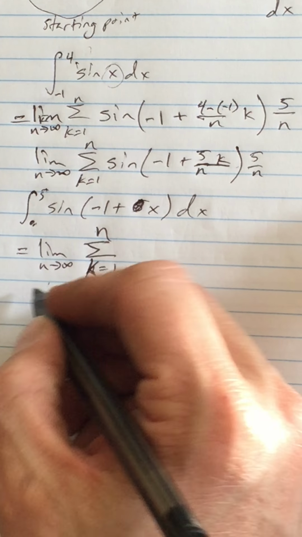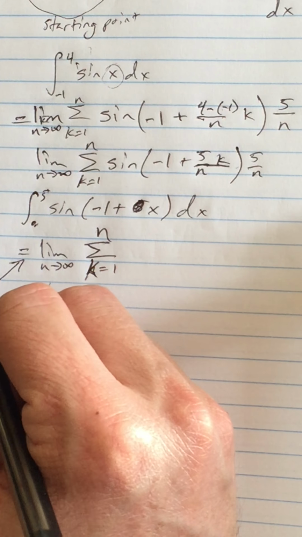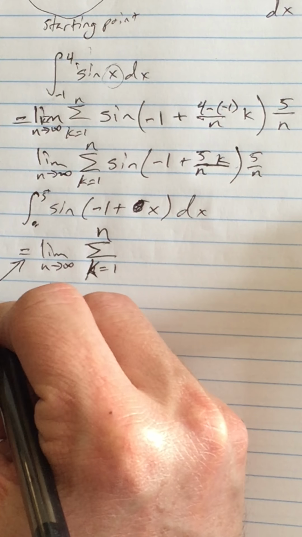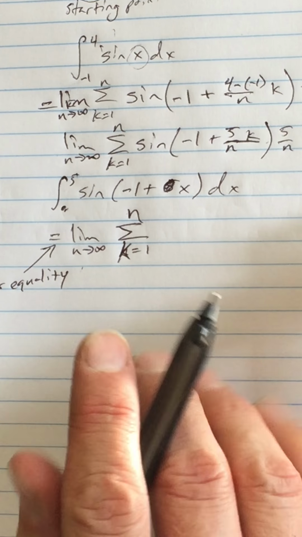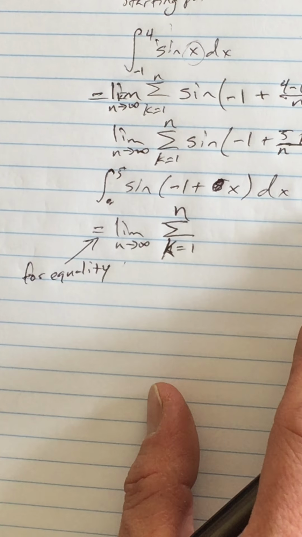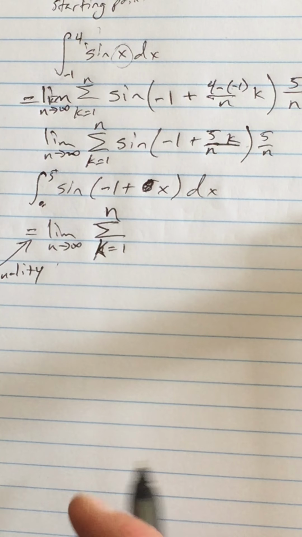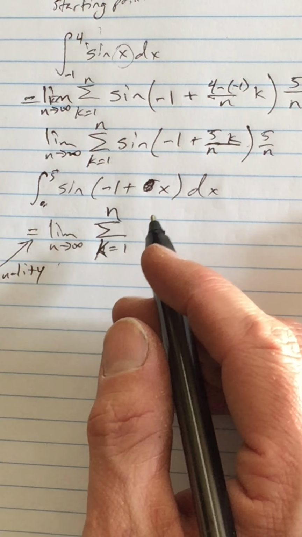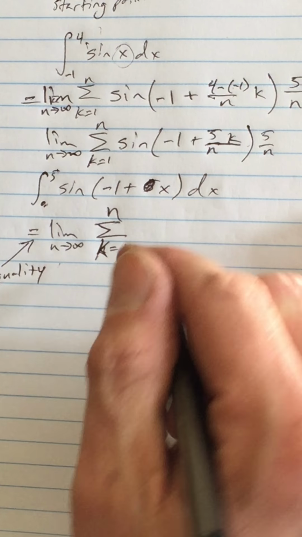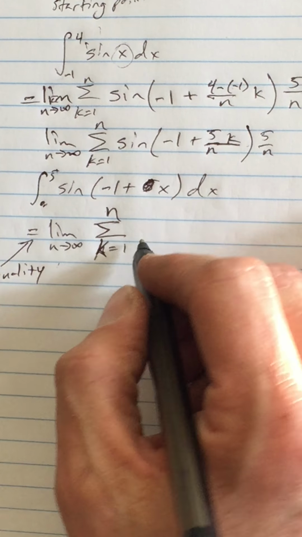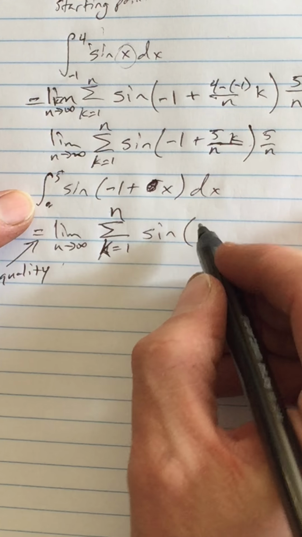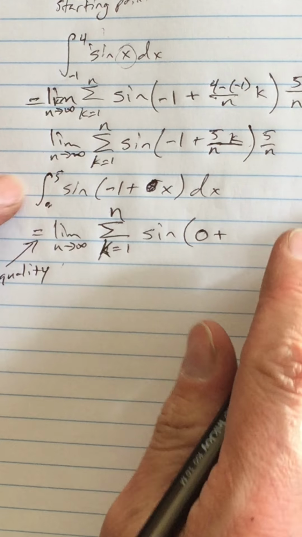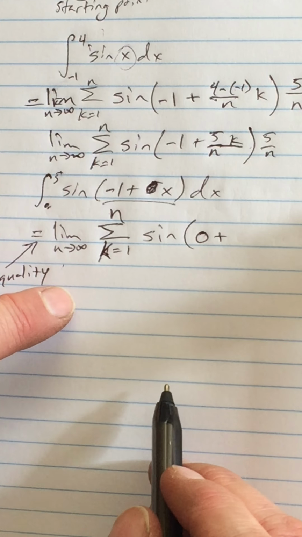But this is for equality. It actually does equal that. It's not just an approximation like the other ones would do. This one actually is equal to it. And so then we have this: f, the function, sine. Now this one starts at 0, so I'm just going to put 0 plus, and then we have all that stuff in there.